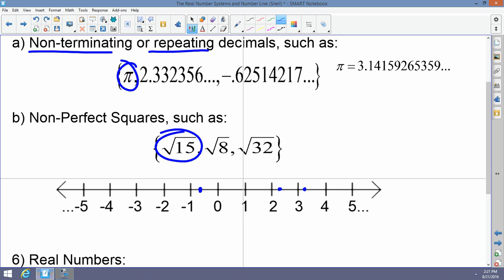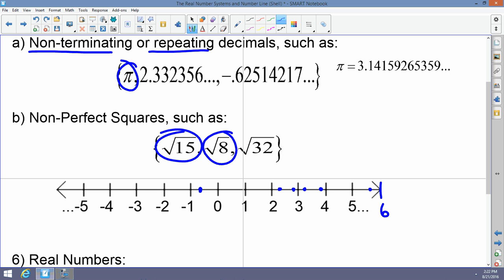Square root of 15 is real close to the square root of 16, so that means it's pretty close to 4. I would plot that about here. Square root of 8 is really close to square root of 9, so that means it's really close to the value of 3, between 2 and 3, closer to the 3, about there. And square root of 32 is closer to the square root of 36 than it is to the square root of 25, so it's closer to 6. So square root of 32 is between 5 and 6, and it's about here roughly. So you do have to estimate using logic and common sense.